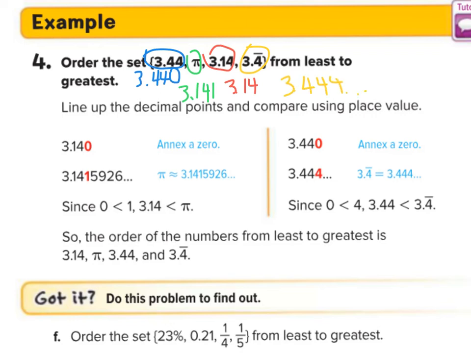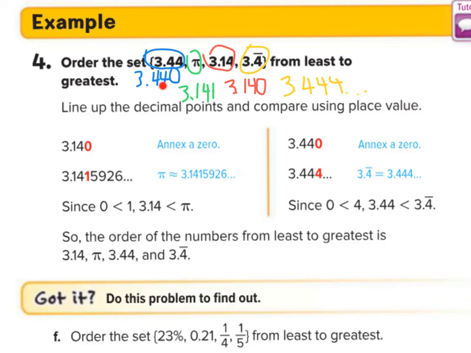3.444 continuously. And they want us to order it from least to greatest. So you just base it on the next number, on the thousandths. What's here, by the way? I hope you're thinking what I'm thinking. Because it's terminating, it's a 0. So now it's easy, right? Using place value, it's easy to know which one's the least.